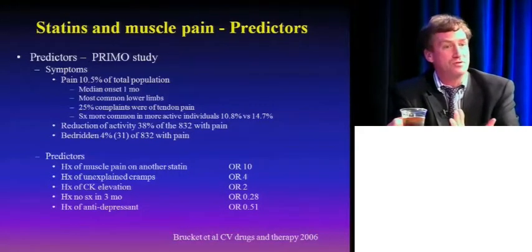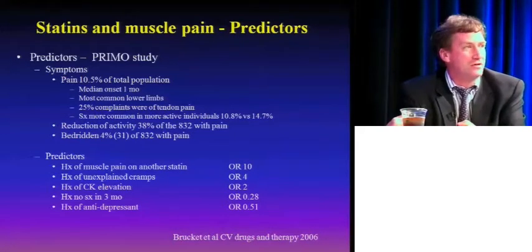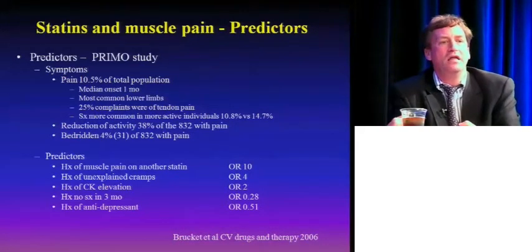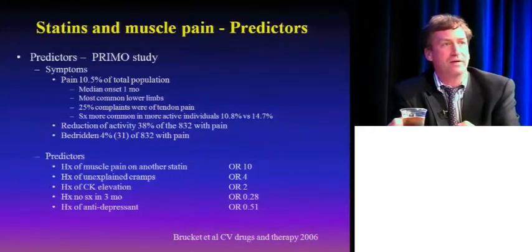Stop the statin and the symptoms go away. And I'll talk about how fast they do. What were the predictors? This is important to know. If you had muscle pain with another statin, odds ratio of 10 that you'll have muscle pain again. So it is a good predictor that's going to happen.